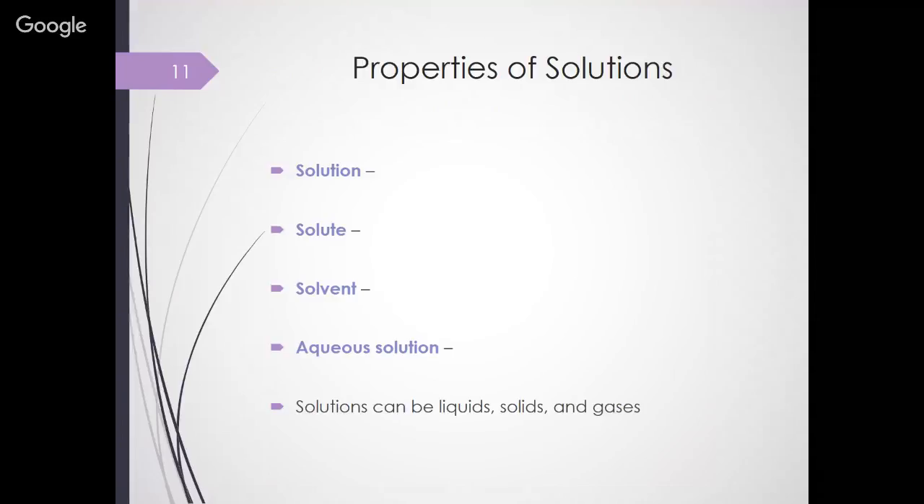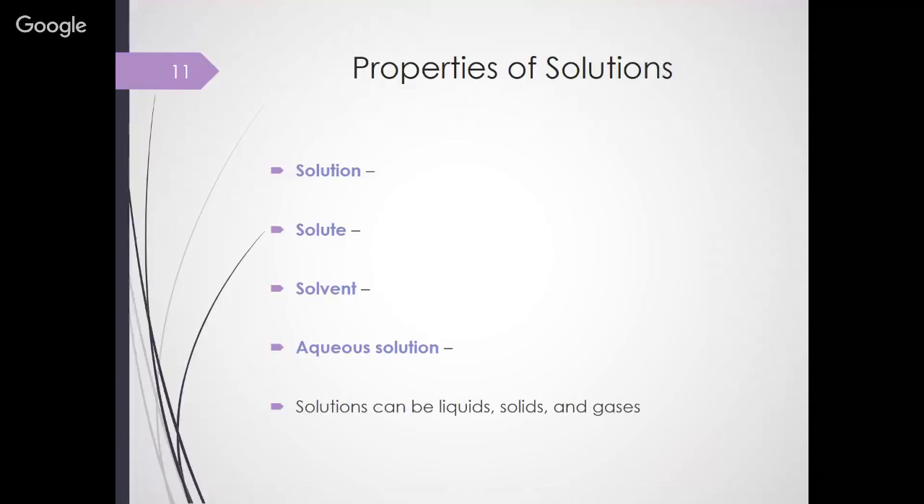So what are some properties of solutions? Because most of what we're going to look at in the rest of this chapter has to deal with different types. So a solution is simply a homogeneous mixture, which means that it is the same consistency throughout. The two parts that make up a solution are your solute, which is the substance that's being dissolved, and it's typically in the smaller amount, and the solvent, which is the substance that is doing the dissolving. So the solvent is the dissolver.